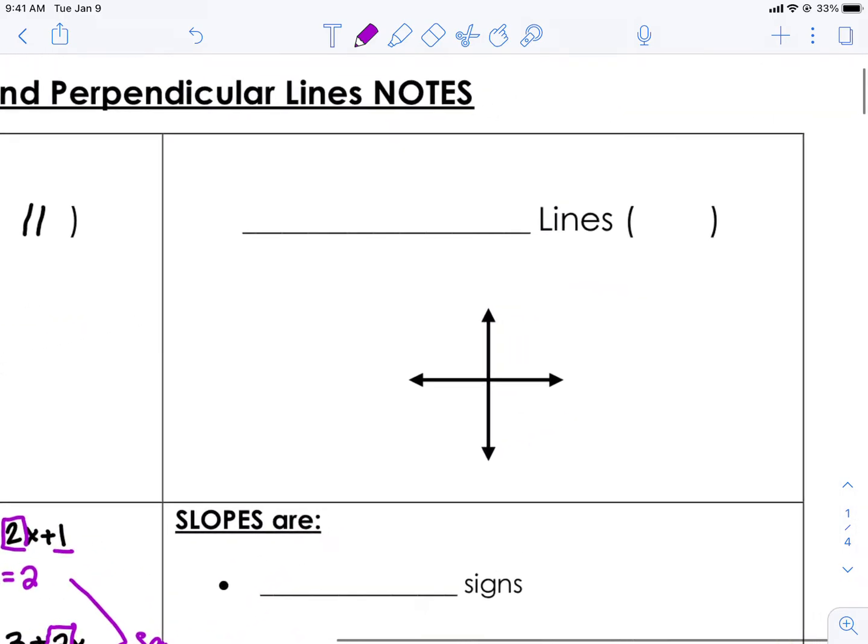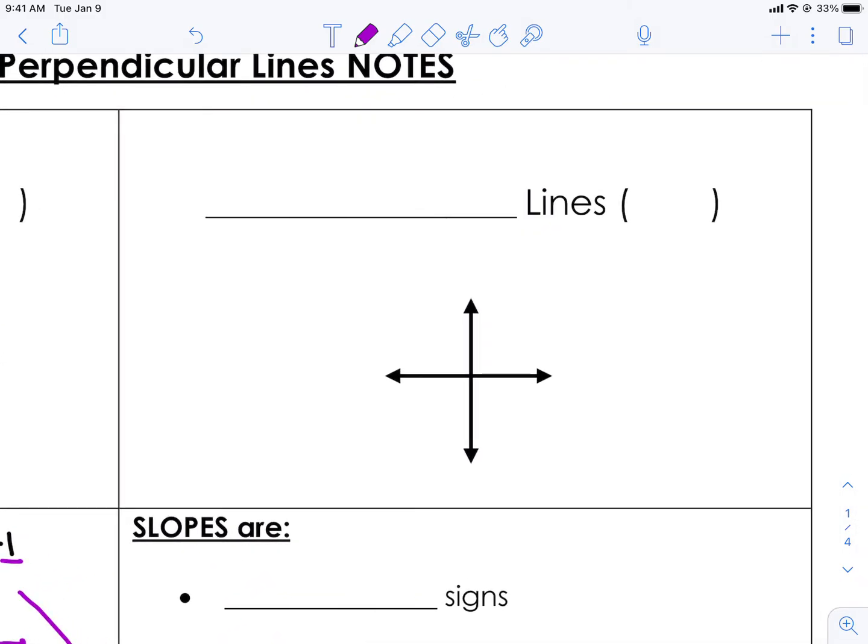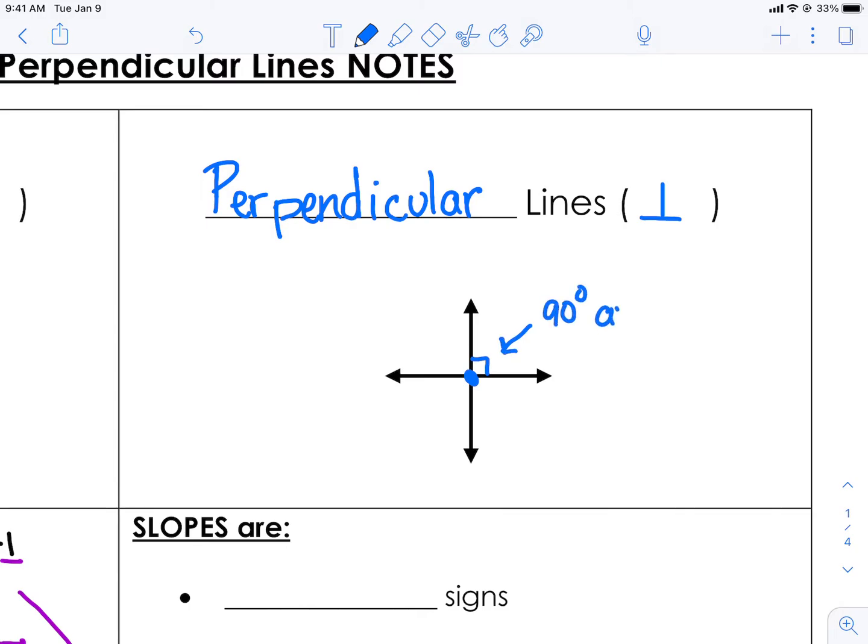Looking at the next slide, this is where we're going to talk about perpendicular lines. Okay, the symbol we use to represent perpendicular is what looks like an upside down T. Perpendicular lines intersect at one given point, and where they intersect makes a 90-degree angle.